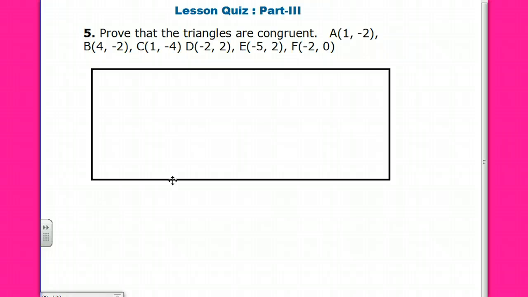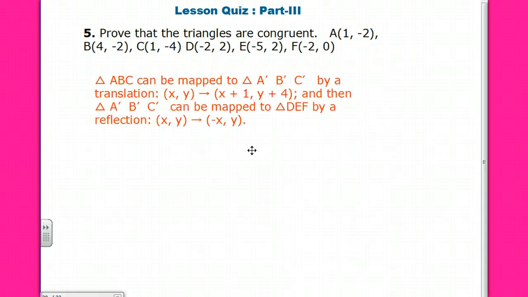In proving that these two are congruent, that would be triangle ABC and then triangle DEF. Pause and think about it. How do we know? A translation and then a reflection.